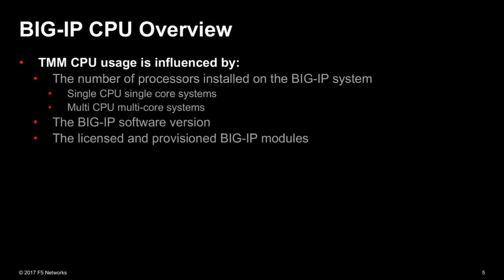So what influences the CPU usage? There are three major things. The number of processors installed on the Big IP system, if we're talking about a single CPU core system or a multi-CPU multi-core system. The Big IP software version, since how the CPU is allocated to each process will vary depending on each version. And obviously the license and provisioned Big IP modules.